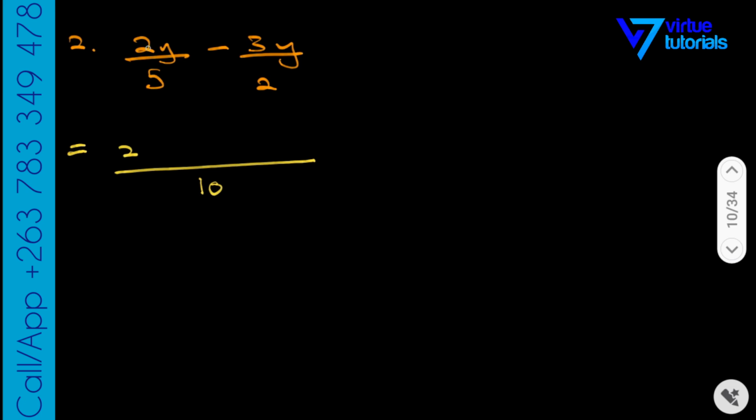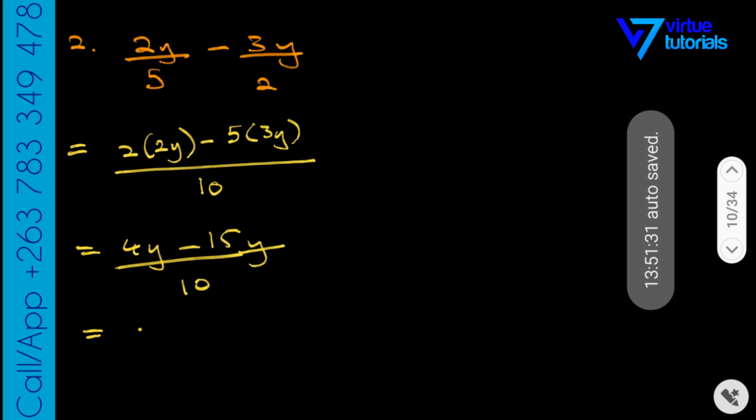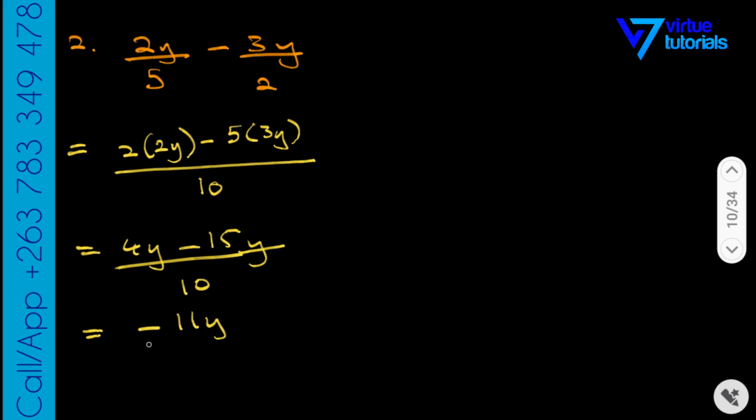So I'll say 2 times the numerator, 2 times 2y, right? Minus 2 into 10, that's 5. I'll say 5 times the numerator, 5 times 3y, okay? So 2 times 2y will give you 4y, minus 5 times 3y will give you minus 15y, and this is all over 10. Now these are like terms, so I can subtract, so this becomes minus 11y over 10, right? I've got my answer there.